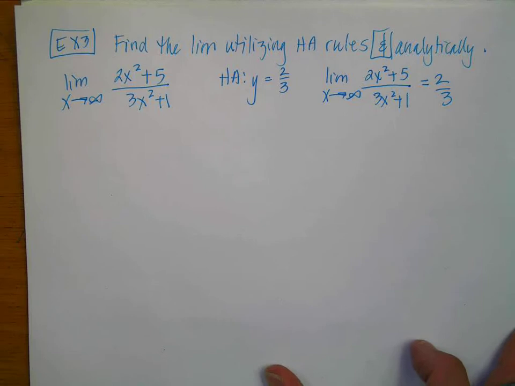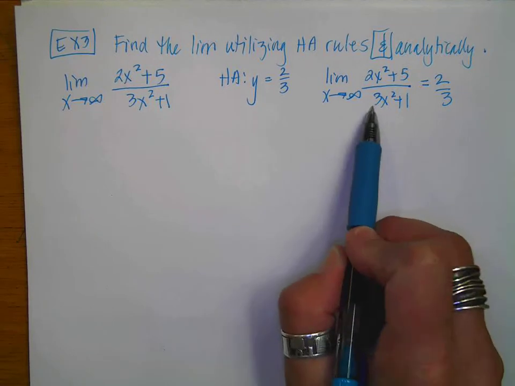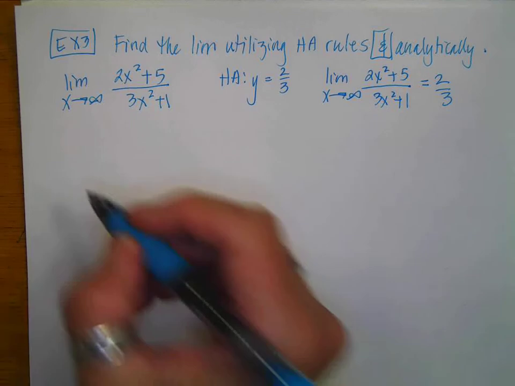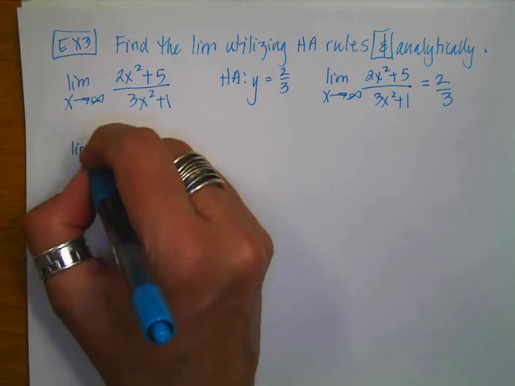Oftentimes on a multiple choice test for your AP exam, these will show up in the no calculator portion of your test. Super simple, because then it's multiple choice. I'm always going to look for that horizontal asymptote.